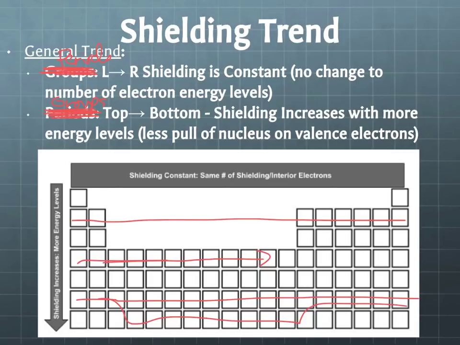So we're not adding any more energy levels, so we're not adding any more shielding. As I move down, though, each line represents an energy level: 1, 2, 3, 4, 5, 6, and 7. So the further I move down within a group, the more energy levels there are, the more shielding there is, okay?